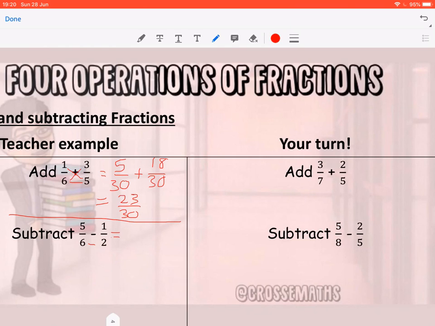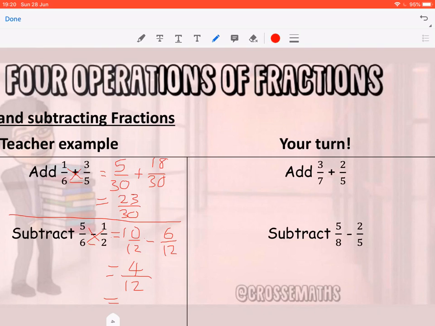6 times 2 gives me 12 on the bottom of both. So they're both going to be over 12 now. Then I cross multiply. 2 times 5 is 10. 6 times 1 is 6. Once I'm there, I take away the tops, so I get 4 on top, and the bottom stays as 12.